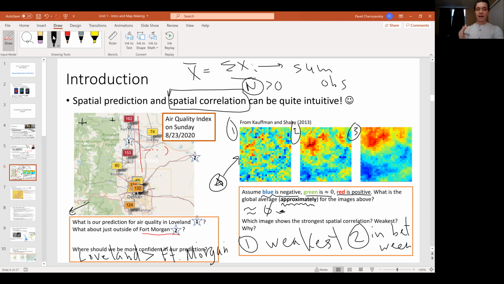Okay, so this slide is really to develop some intuition around spatial correlation and spatial prediction. Moving on.